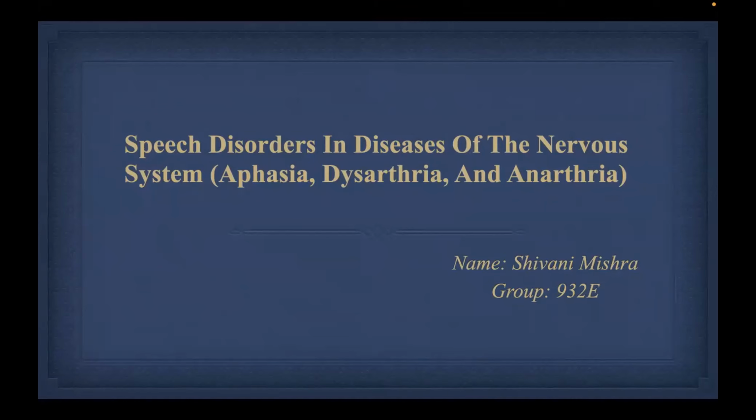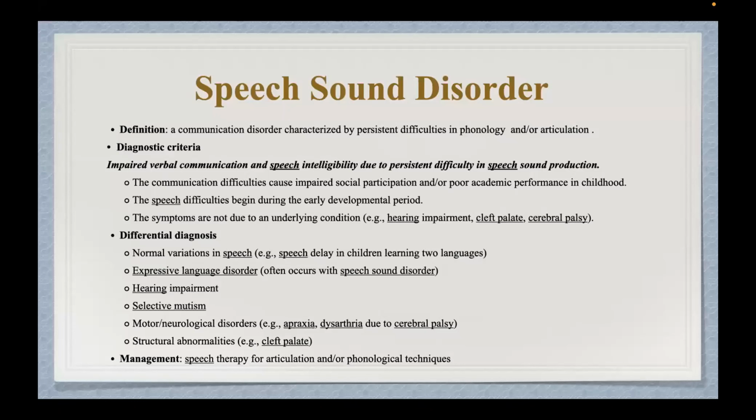I'll be talking about the speech disorders and diseases of the nervous system, like aphasia, dysarthria, and anarthria. Speech sound disorder definition: it's a communication disorder characterized by persistent difficulties in phonology. It can be with or without articulation defect.